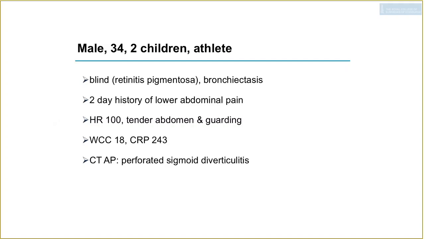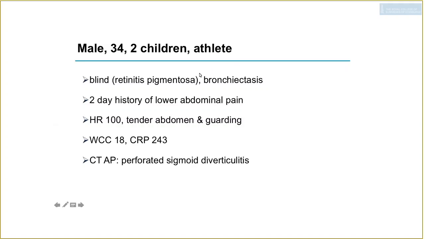Here's something at the other end of the scale. It's not exclusive to older people, unfortunately, and we do see a lot of young people very often who have a particularly aggressive diverticular disease. This is a man who presented to us about 3 months ago. He was blind. He'd been an athlete, but he was blind through retinitis pigmentosa.